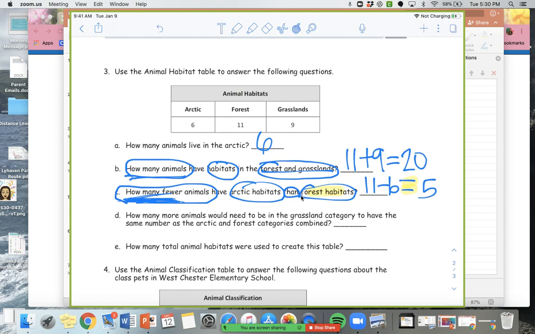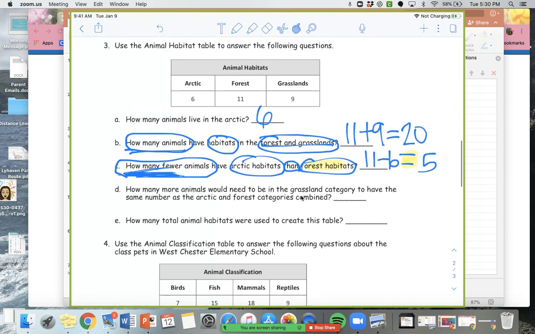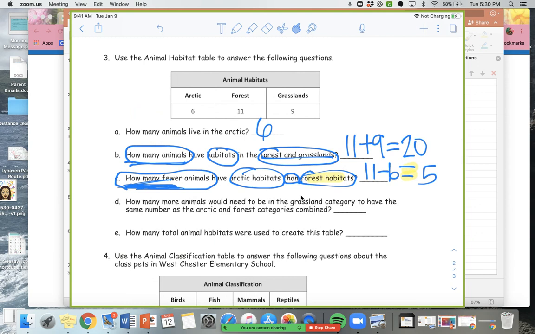Question D. How many more animals would need to be in the grassland category to have the same number as the Arctic and forest categories combined? Oh, this is tricky. Let's look at the keywords. How many more animals would need to be in the grassland category to have the same number as the Arctic and forest categories combined? Oh, my friends, this is a lot of work.